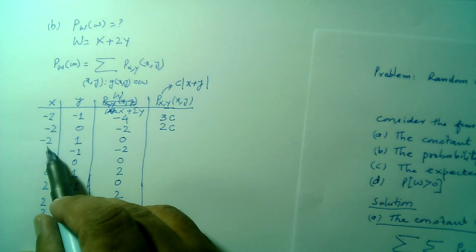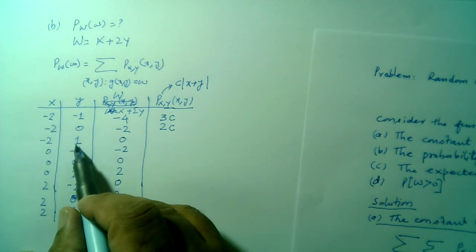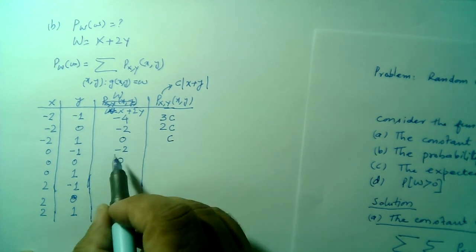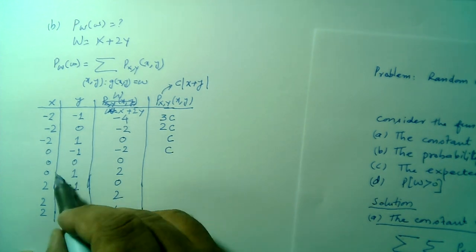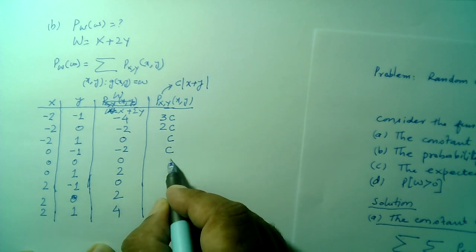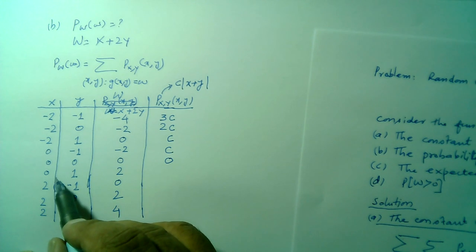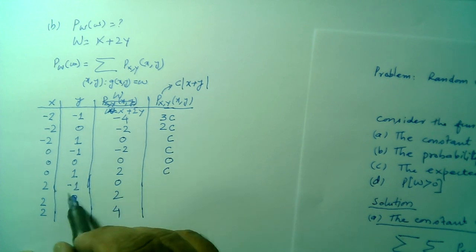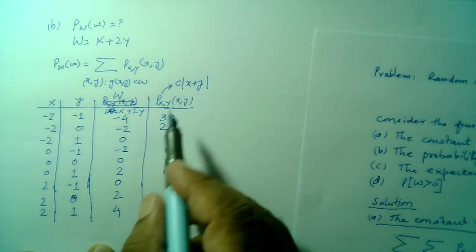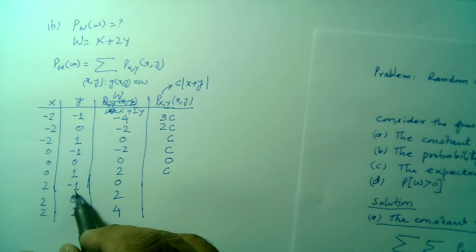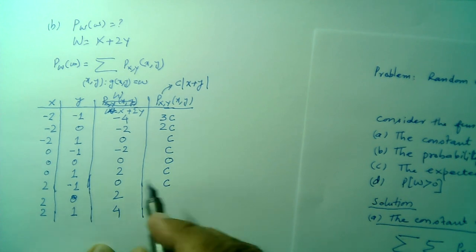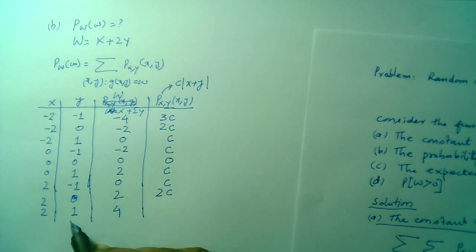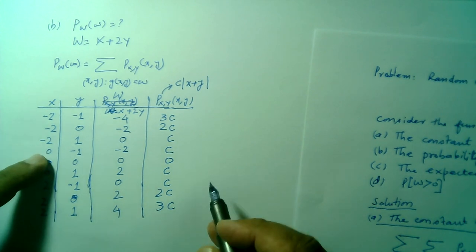And then minus 2 and plus 1 is minus 1, so the absolute value is 1, so this is simply c. Here again we have a minus 1, so this is c again. This is 0 plus 0, which is 0. This is 0 plus 1, simply c. And this is 2 minus 1, again c. And this is 2 plus 0, 2c, and this is 3c again. So these are the different values of the probability.